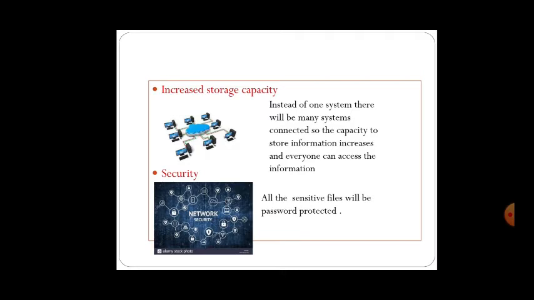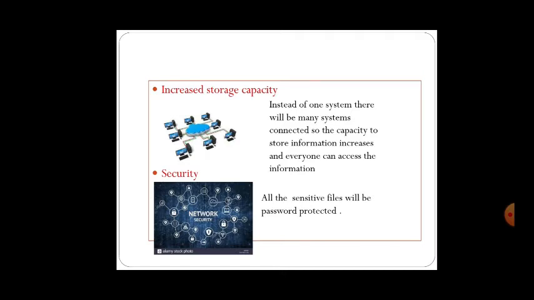Suppose we have 10 systems and the storage capacity of each system is very high, so that we can keep all the files in all the systems, and each file can be accessed by all the systems. So here the storage capacity also increases.